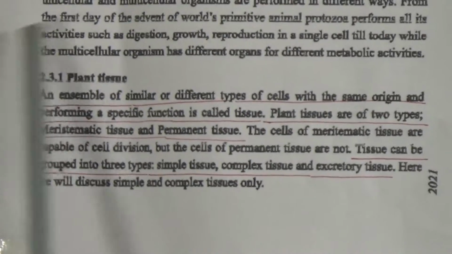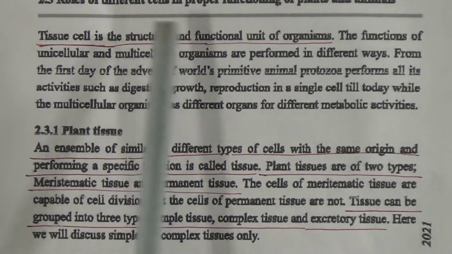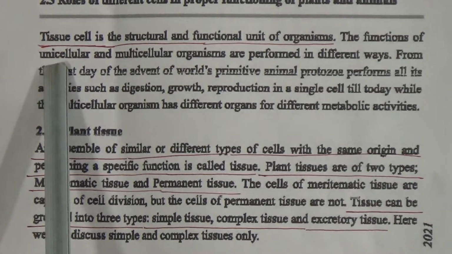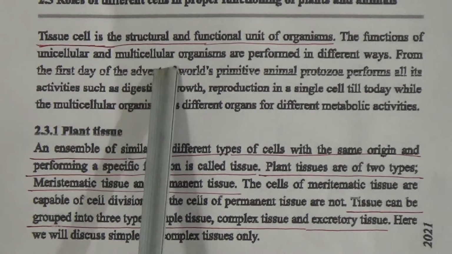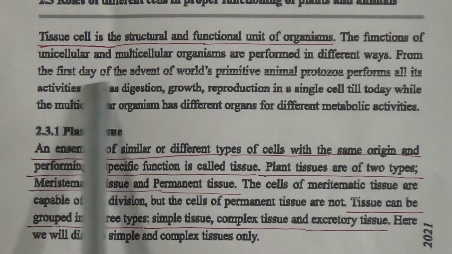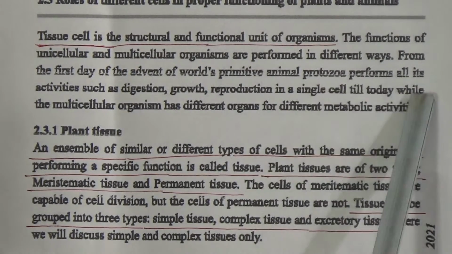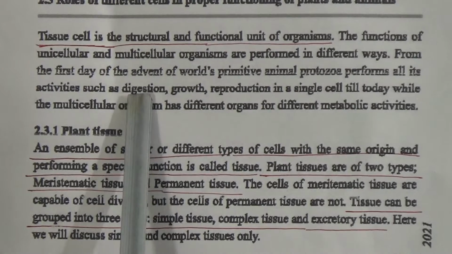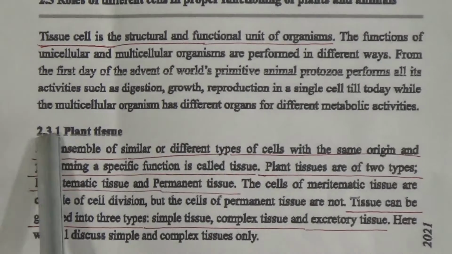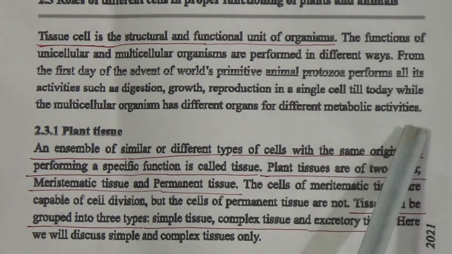So what is tissue? Cell is the structural and functional unit of organism. The functions of unicellular and multicellular organisms are performed in different ways. From the first day of the advent of the world's primitive animal, protozoa perform all its activities such as digestion, growth, reproduction in a single cell till today, while the multicellular organism has different organs for different metabolic activities.